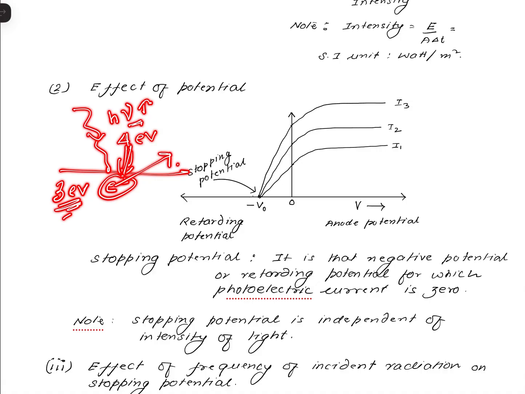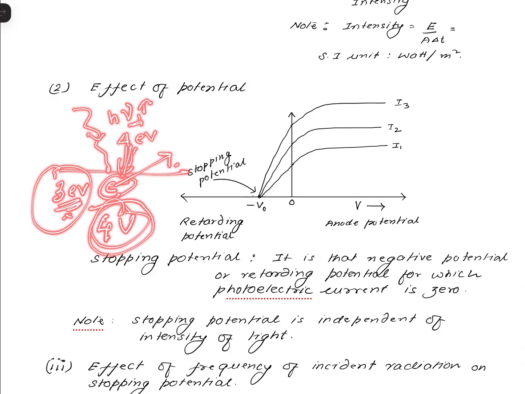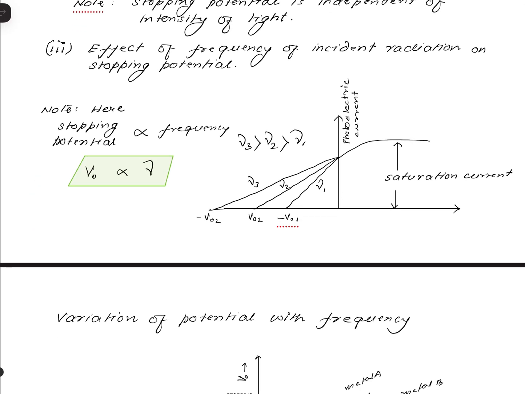But to stop this 4 electron volt electron which is going out, what should you do? You should increase the stopping potential. So at least I should have 4 volt. Now with the increase in frequency, my stopping potential is also increasing. So now you can see in the graph, for a given intensity, your previous stopping potential was this. As I increase the frequency, your stopping potential is also increasing. So I can say that stopping potential is directly proportional to frequency.